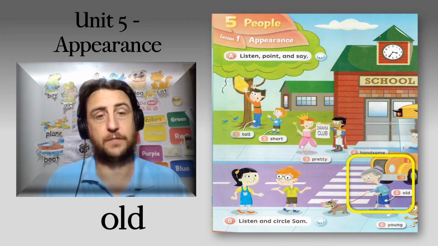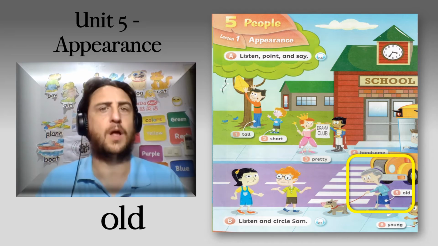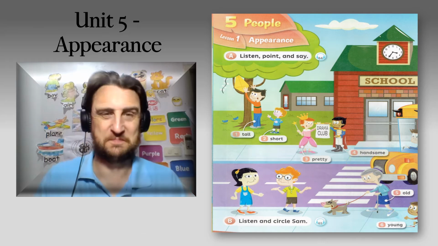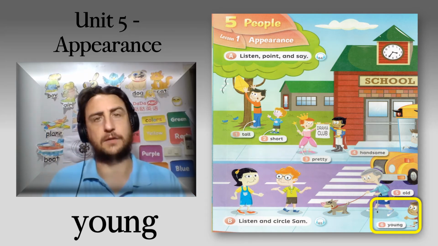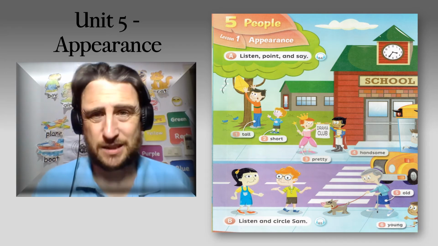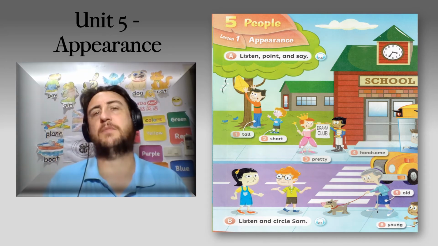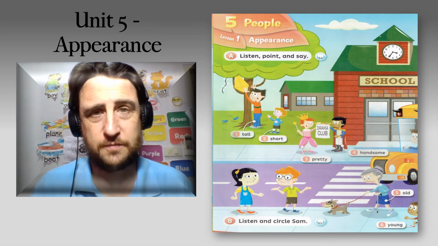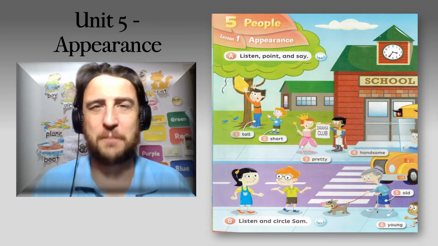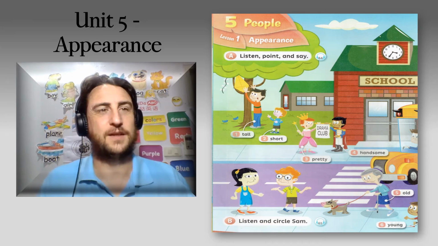Number 5, old. Number 6, young. These are our 6 adjective words for Unit 5. We will be using these today in this lesson when we look at page number 51. Okay, let's do that.